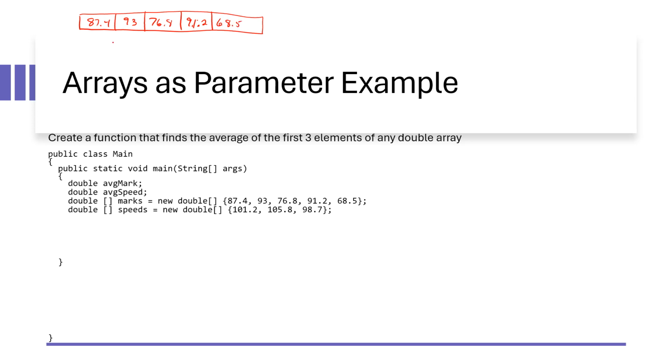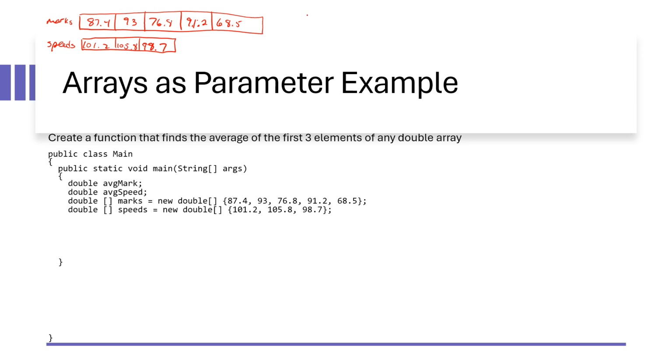Now I have another one called speeds. These are not parallel arrays. We can see that one has 5 elements and one has 3. So this one is marks. And then we have another one called speeds, and it only has 3 elements. This one's 101.2, 105.8, and 98.7. Now, they're not actually stored in RAM like this, though.